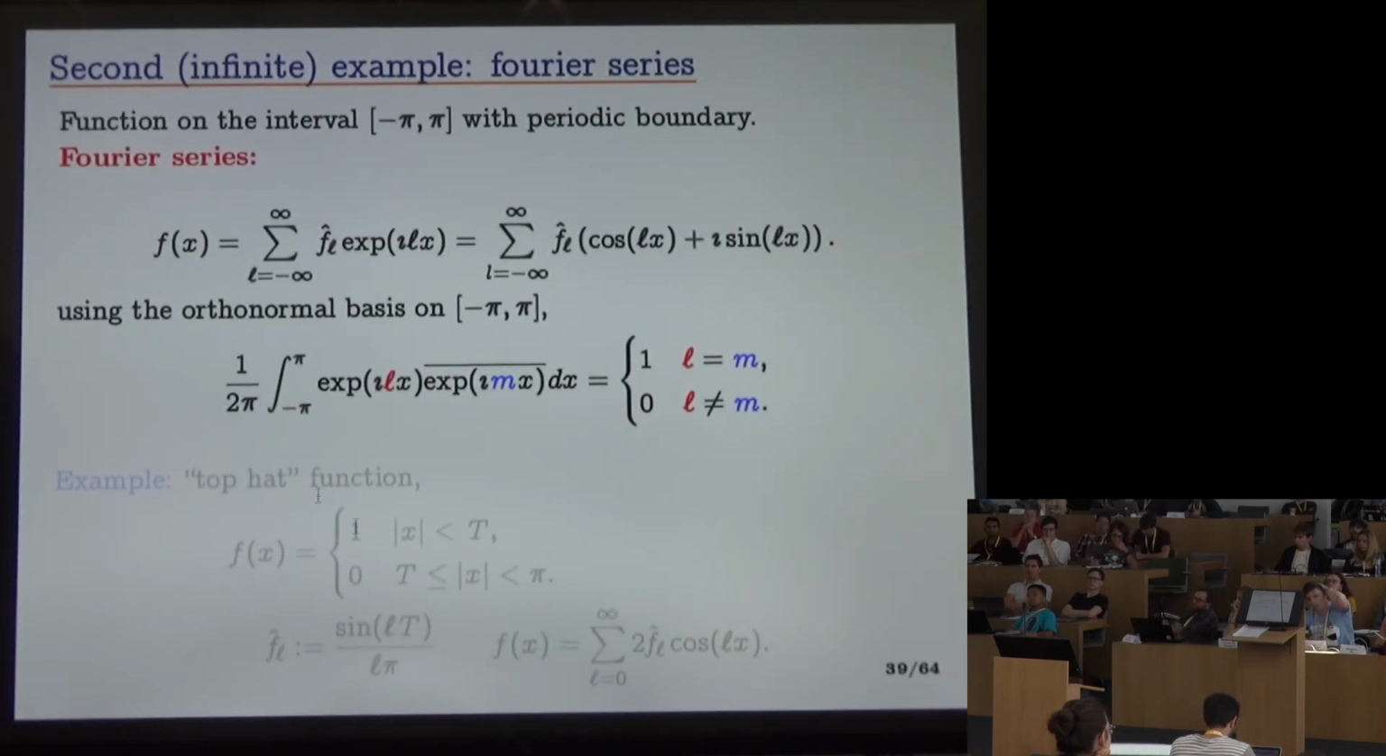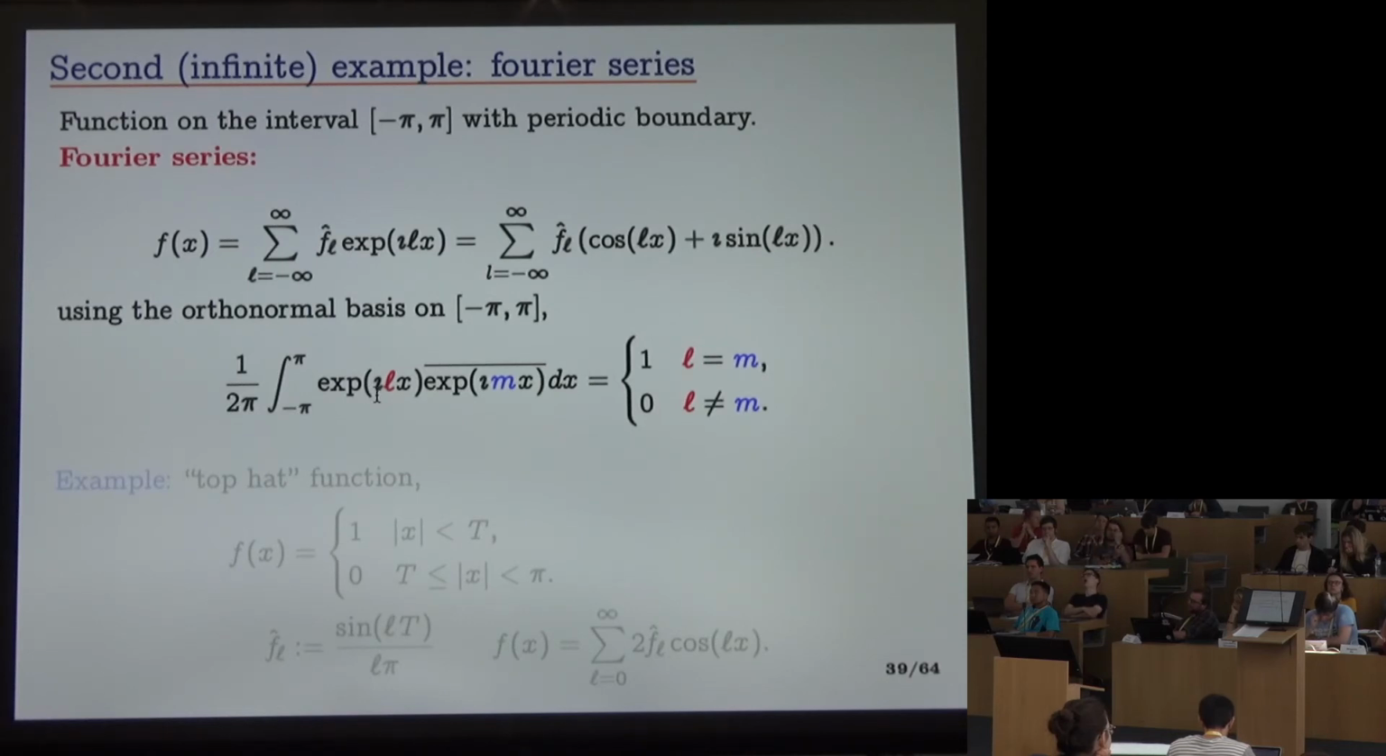So here is the notation I'm going to use. Here is my function of x. I'm going to write it as an infinite sum of coefficients f hat, my Fourier series coefficients, and this complex exponential, which is cosine plus square root of -1 times sine of Lx. This is a standard Fourier series representation, for a function on the interval from -pi to pi. And everyone keep in mind that these complex exponentials form an orthonormal basis of functions on -pi to pi.